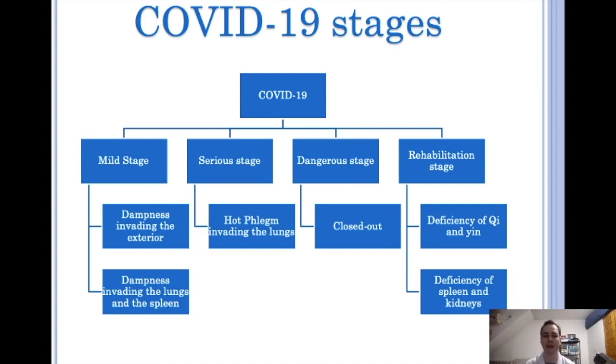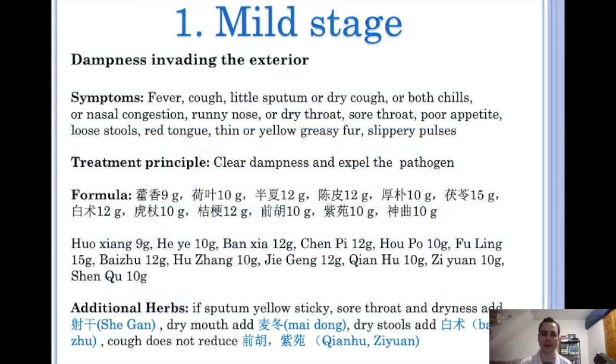So after a lot of patients, after having the virus itself and after getting okay with the treatment, they noticed that these patients actually have two patterns. Okay, one is deficiency of qi and yin, and the other one is deficiency of spleen and kidneys, and it will help to improve the other symptoms the patients might have. Okay. Right now I'm going to talk about the mild stage.